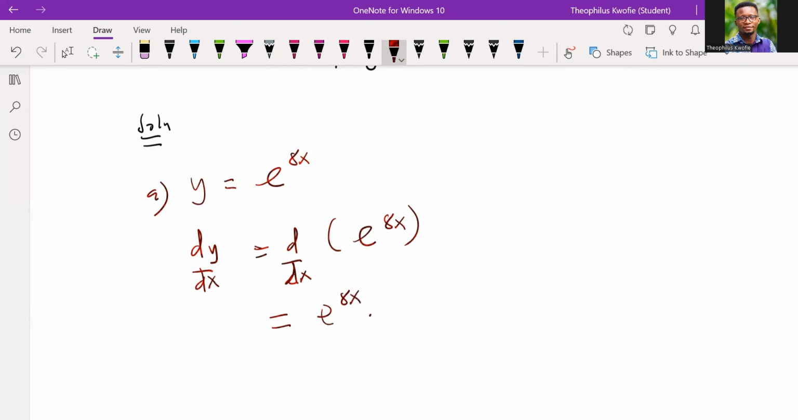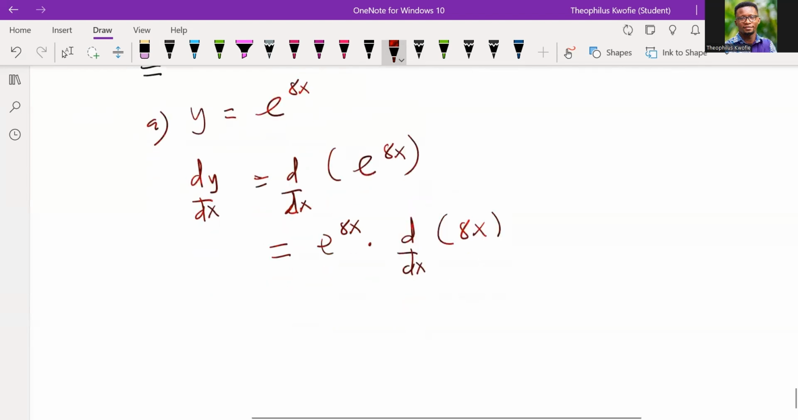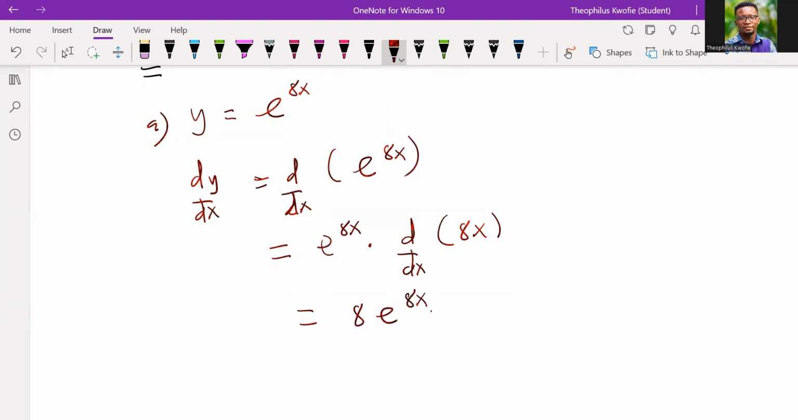We maintain the problem. We multiply by the derivative of the power of the exponent. Good. The power of the exponent, in that case, is 8x. Then what is the derivative of 8x? That gives us 8. So in that case, you multiply that and that gives us a result as this. I hope we are okay.